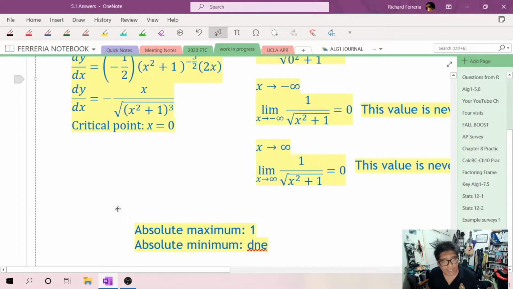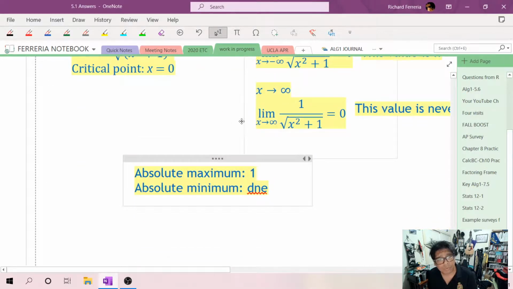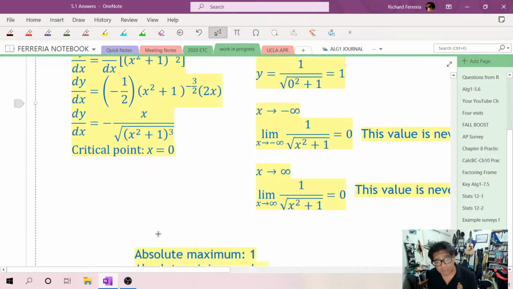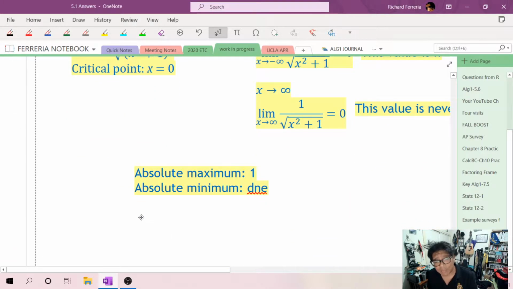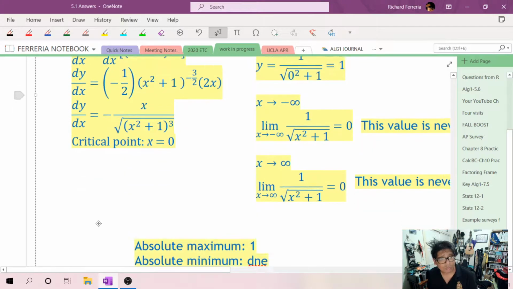So we can say that the absolute maximum is 1 and the absolute minimum does not exist. Now, if we had multiple critical points, we would have had to test them to see which one was going to be the absolute maximum or the absolute minimum. But as it turns out, we're okay on this one.